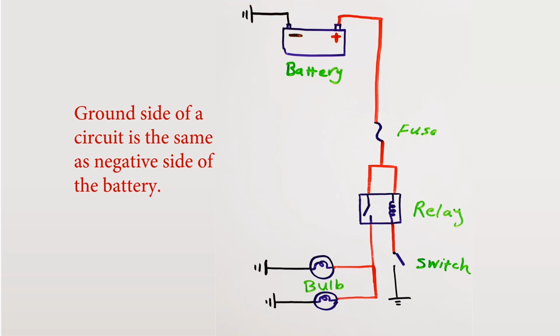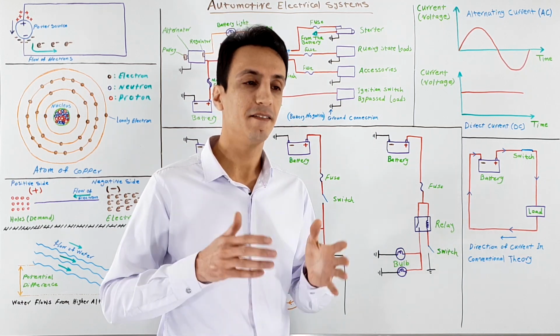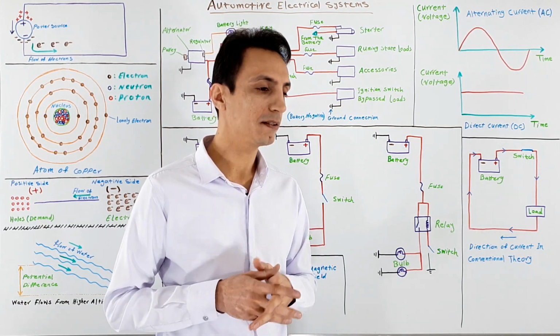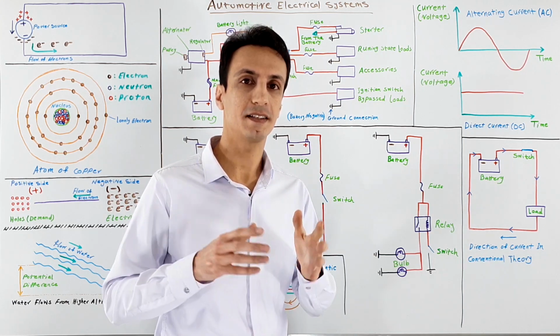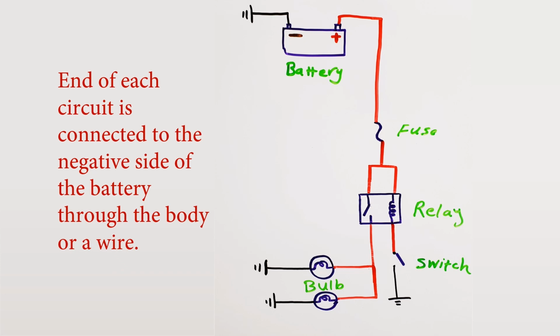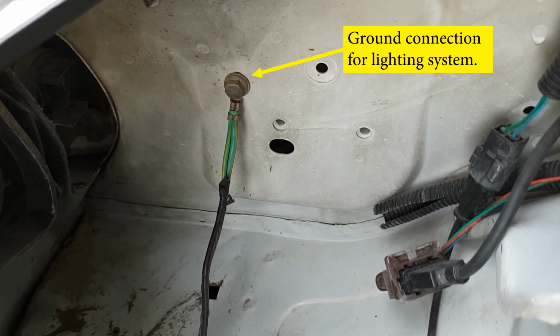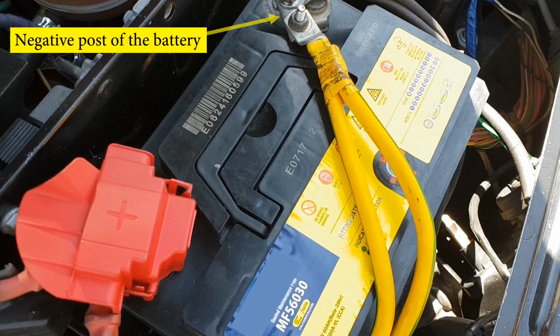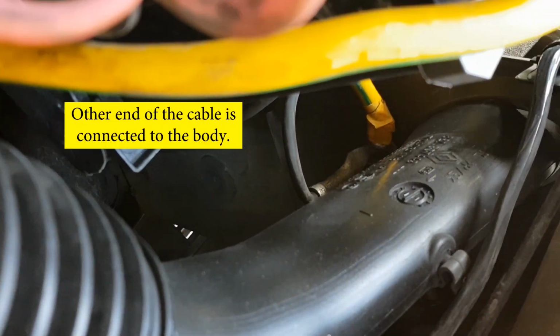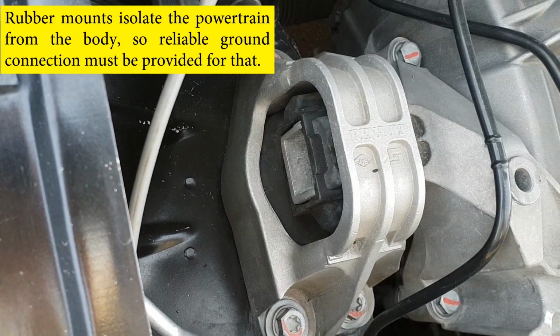Now I want to talk about the negative side of the connections, or the ground side of the circuits. We can say that on all vehicles, when we are talking about the ground, we are talking about the negative post of the battery with zero reference voltage. And remember that almost all the body of the car is connected to the ground. So when we want to connect the end of each circuit to the negative or ground, we don't need to connect it directly to the negative post of the battery, and just connecting it to the bare metal of the body is enough. This ground connection is done by connecting ground straps between the battery and the body. Also, since the powertrain is insulated from the body by rubber mounts or bushings, which are kind of insulators, at least one ground strap is required to connect the powertrain to the negative.